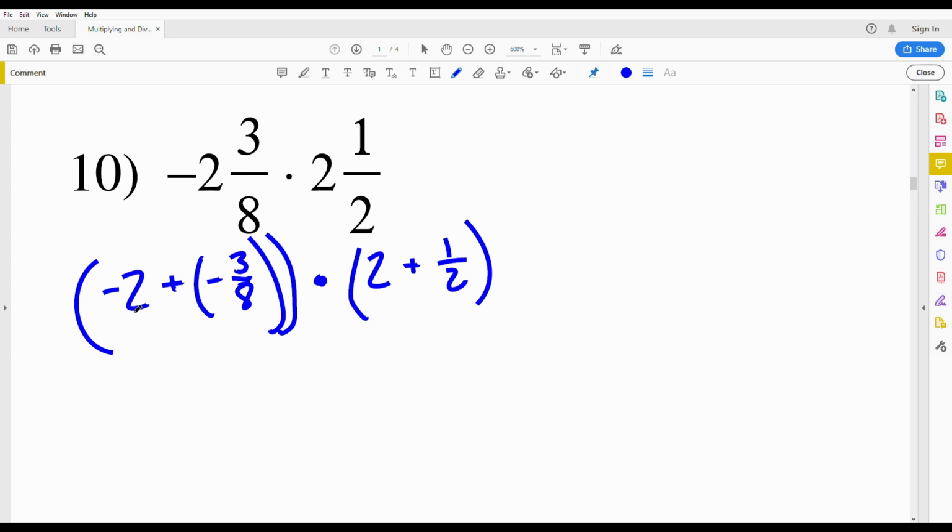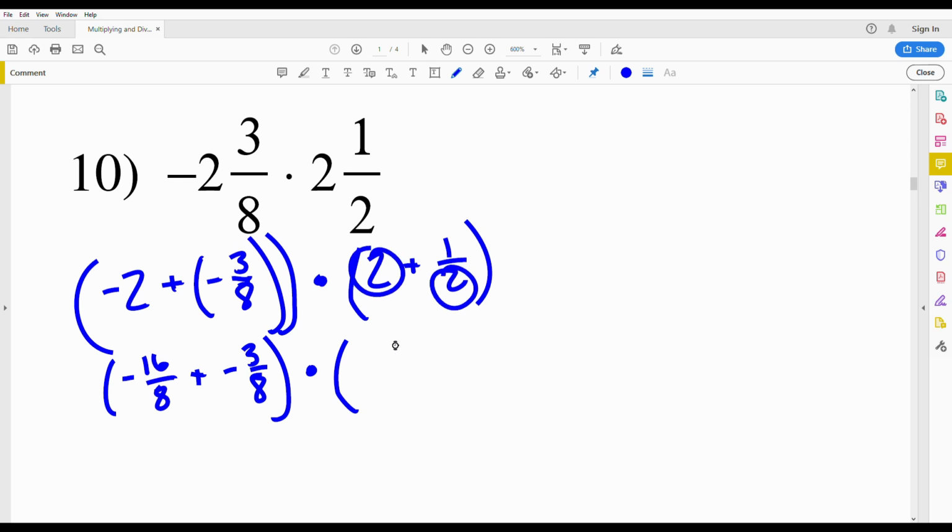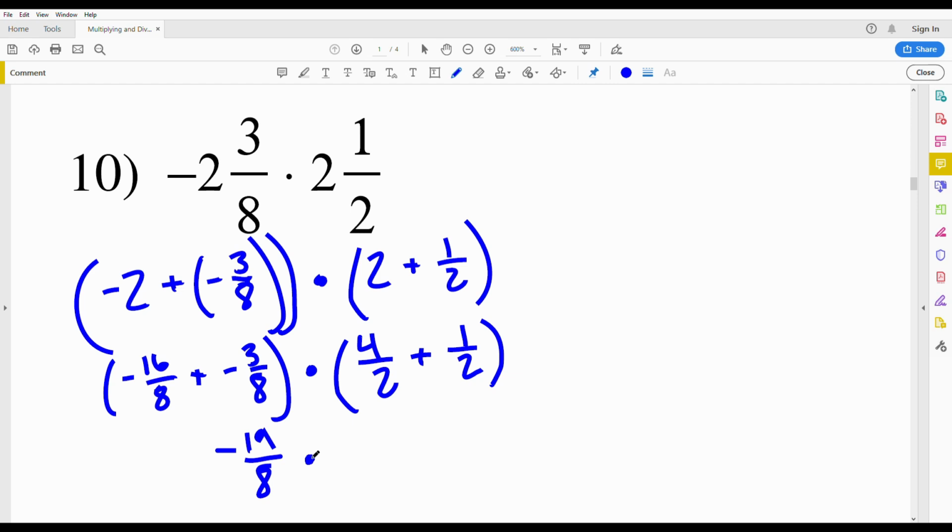Finding my common denominator here, what divided by 8 gives me 2, or a negative 2? That's going to be 16. So negative 16 over 8 gives me a negative 2, and I'll be adding that to negative 3/8, which gets multiplied by what divided by 2 gives me 2? That's 4. 4 over 2 equals 2, and I'll be adding that to 1/2. Negative 16 plus negative 3 is going to be negative 19 over 8, and that will get multiplied by 4 over 2 plus 1 over 2. 4 plus 1 is 5 over our common denominator 2.